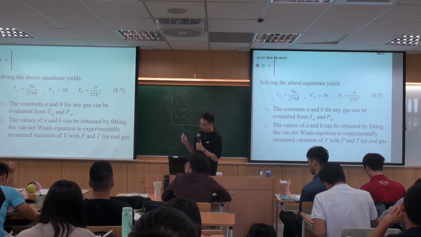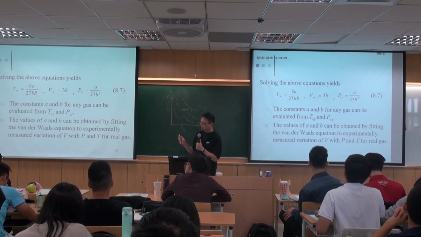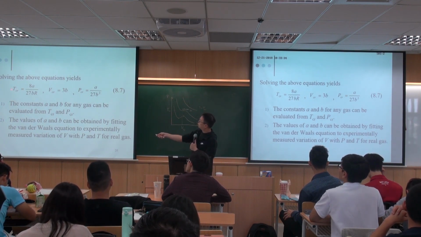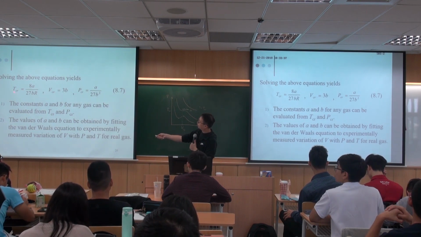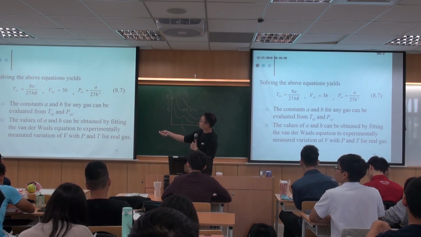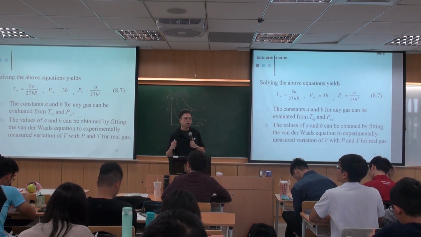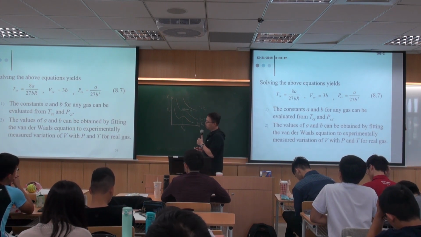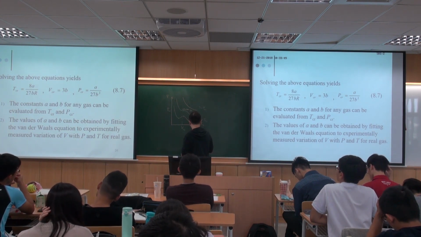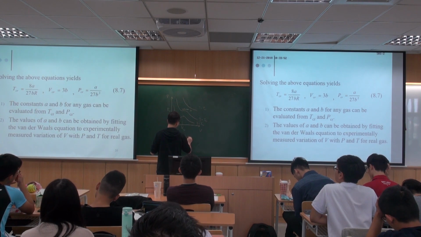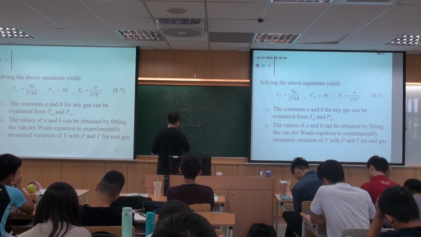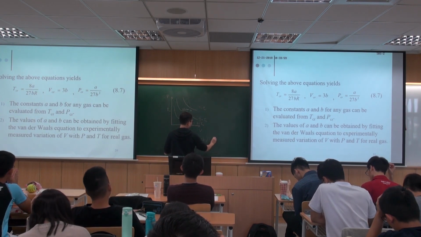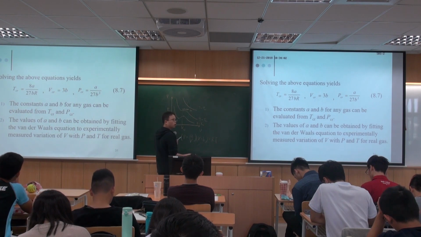The good thing is that you can solve these three quantities explicitly. So as long as you know the experimental values for T critical, V critical, and P critical, you should be able to express A and B explicitly. Therefore, you can write the equation of state with all the numbers known.